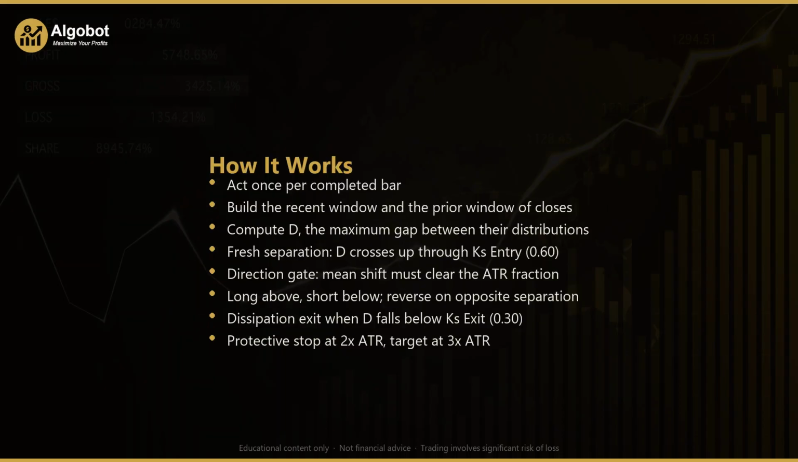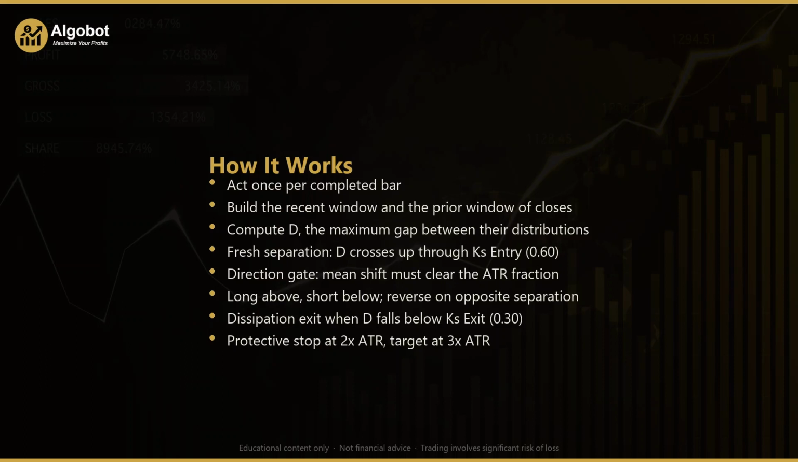Let's walk through the exact logic, step by step. The expert advisor works only on completed bars, so it makes one decision per closed candle rather than reacting to every tick. On each new bar, it records the latest close and rebuilds its two adjacent windows, the recent window and the prior window, each holding the number of closes set by the sample window parameter. It then sorts both windows and computes the Kolmogorov-Smirnov statistic D, the maximum distance between their two cumulative distributions. The strategy also keeps the value of D from the previous bar because the entry depends on a fresh crossing.